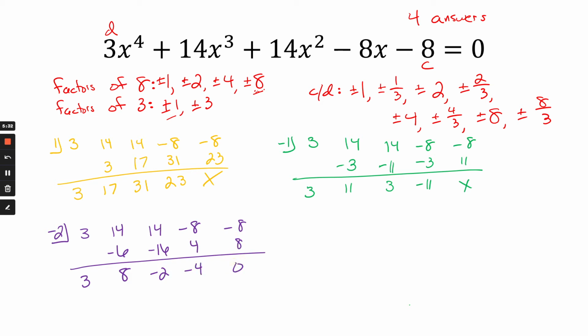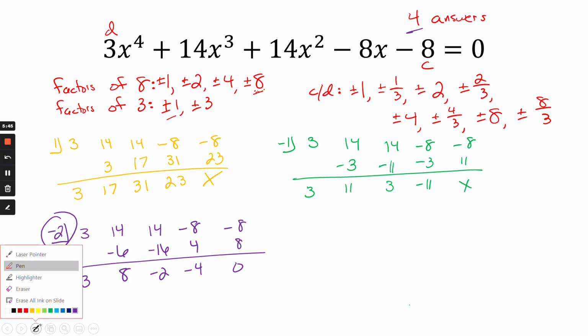And there we go. 0 is a solution. So then I'm going to go ahead and circle that because remember, I need 4 answers. All right, so from my 4 answers, I've got 1 right there. X equals negative 2. That is 1 answer.